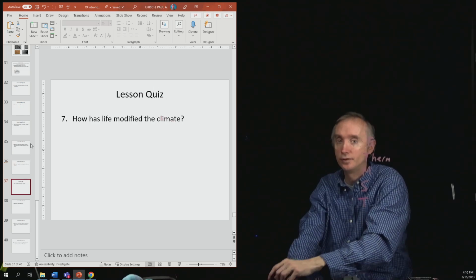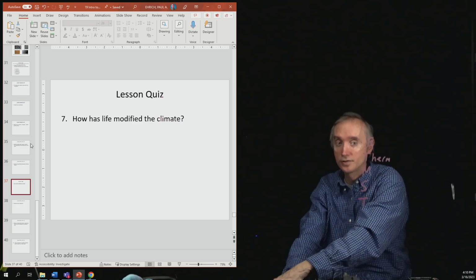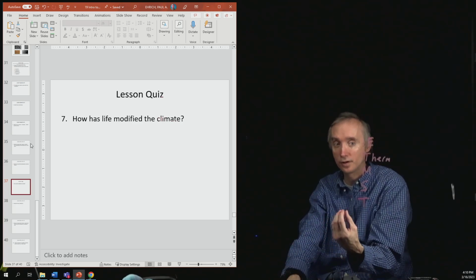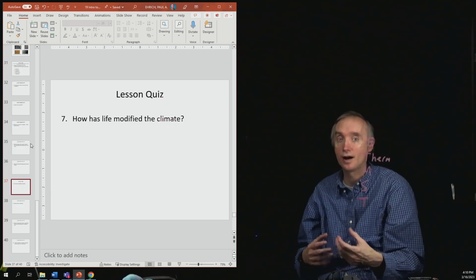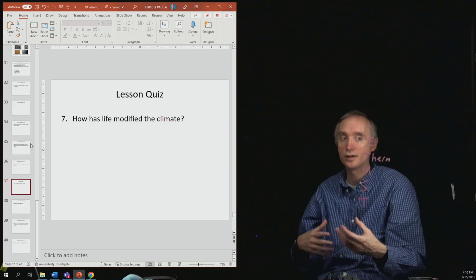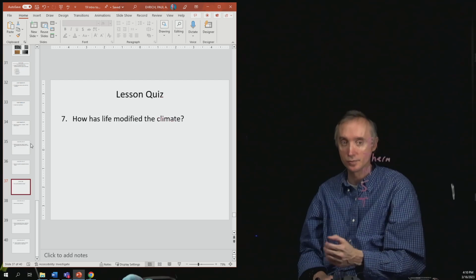So number 7, how has life modified the climate? So by removing carbon dioxide out of the atmosphere, it's made the Earth colder than what it normally would. And then by producing oxygen, that oxygen has chemically combined to produce rust. And so we said that that was one of the mechanisms for weathering.